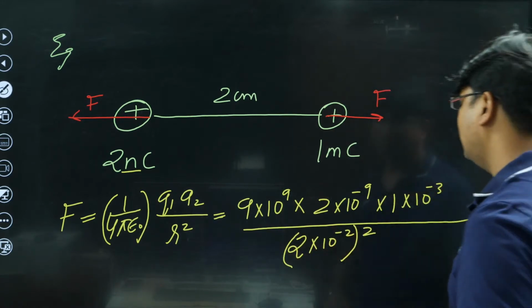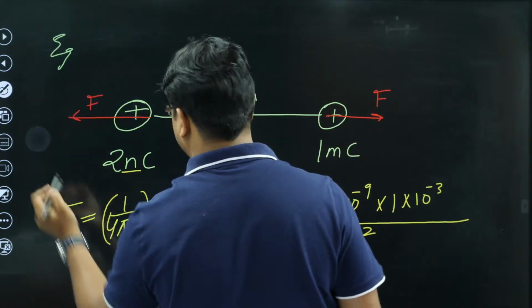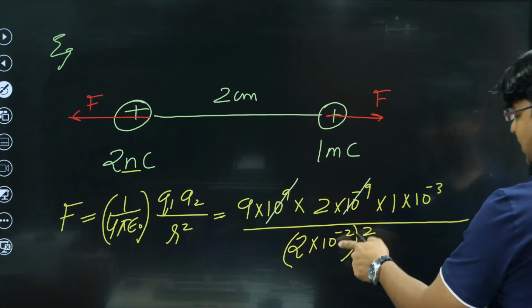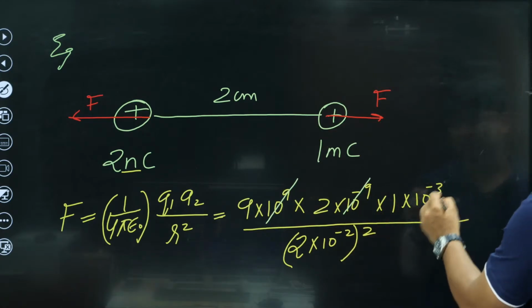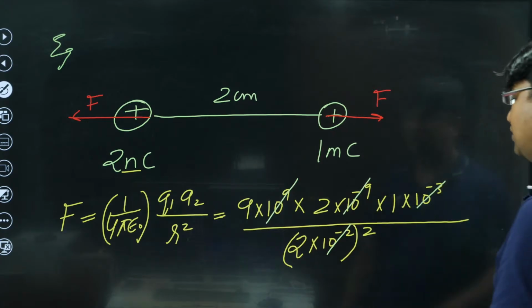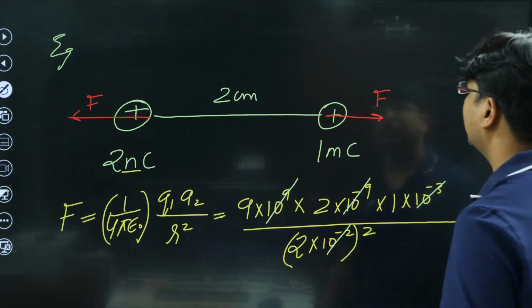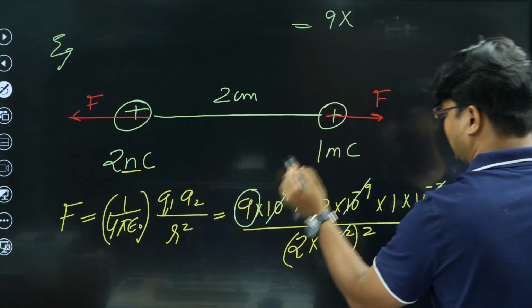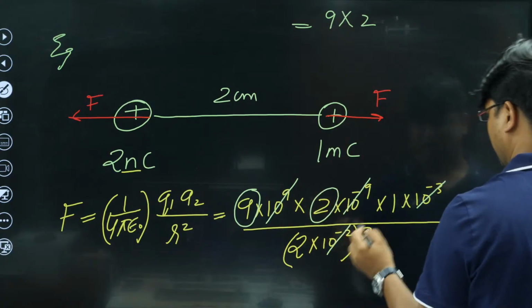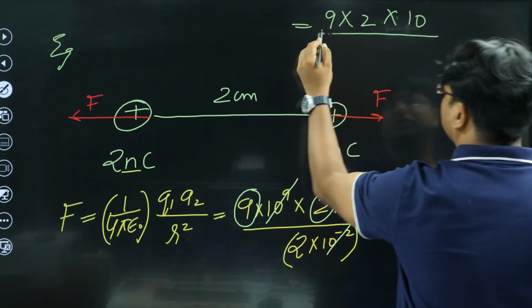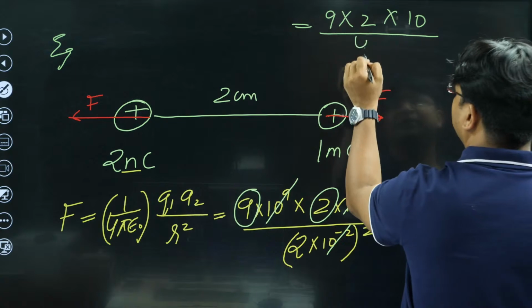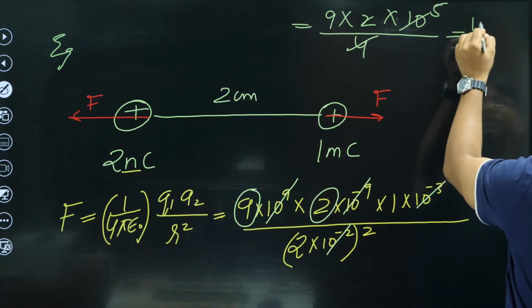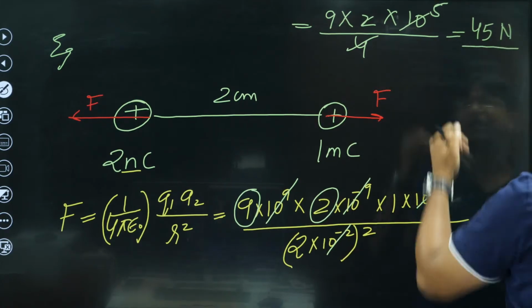Okay, now I have to finish the calculation, so let's do that. So this 10 raised to power 9 and 10 raised to power minus 9 get cancelled. Here we will get 10 raised to power minus 4, this is 10 raised to power minus 3. So when we cancel this out, we're left with a 10 in the numerator. So eventually we would be left with 9 into 2 into 10, that was left because of these two, and then divided by 4. So it ultimately becomes 45 Newton, which is the right answer to this question.